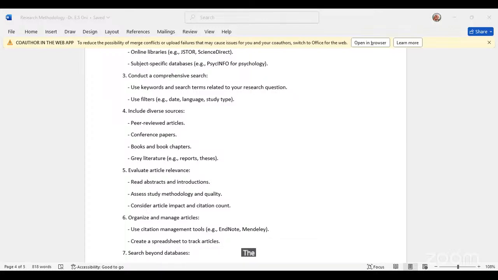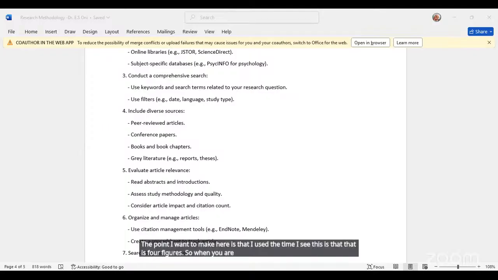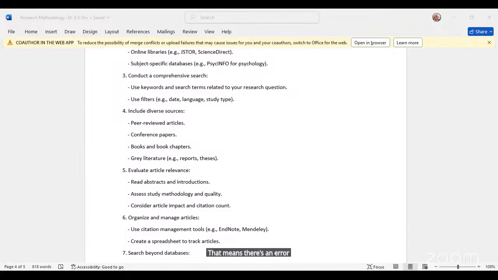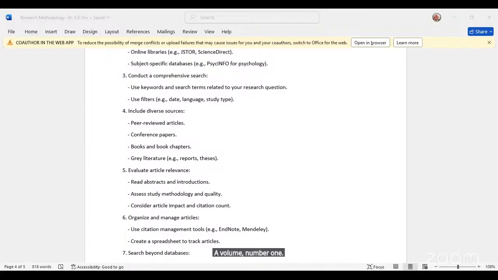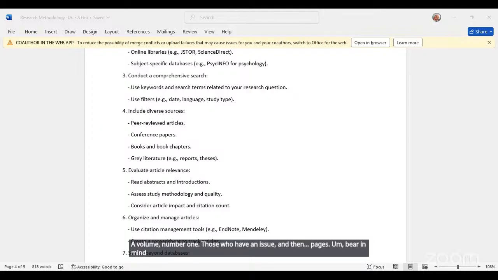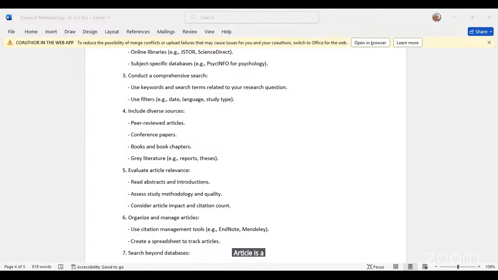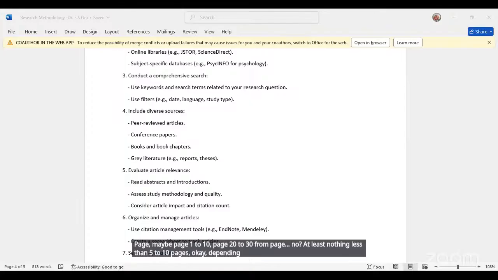The point I want to make here is that I used to tell my students it is 4 figures. So when you are writing references, if I look at your reference and those 4 figures are not there, that means there's an error somewhere. So please pay rapt attention that an article always has a volume, number 1. It also has an issue and then pages. Bear in mind that there's no article that is 1 page. I've never seen any article on 1 page. An article used to be maybe page 1 to 10, page 20 to 30, nothing less than 5 to 10 pages, depending on the article of choice.